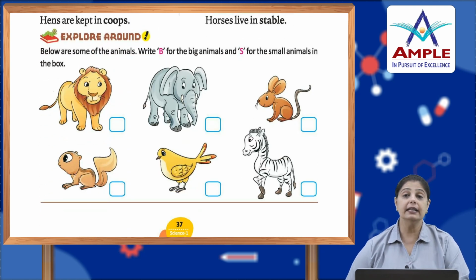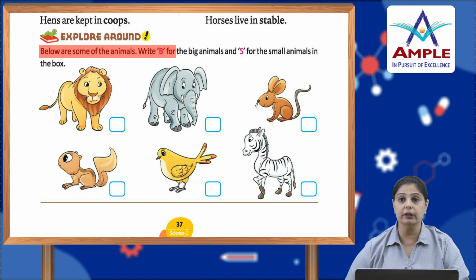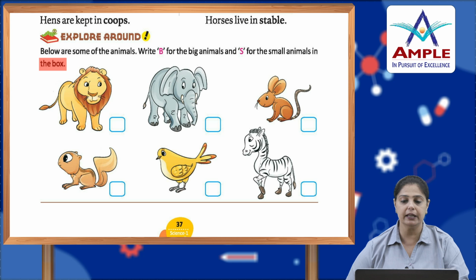Now, let us explore around. Below are some of the animals. Write B for the big animals and S for the small animals in the box. I am sure you all can do this very quickly. Just by looking at it, you know which is big and which is small.